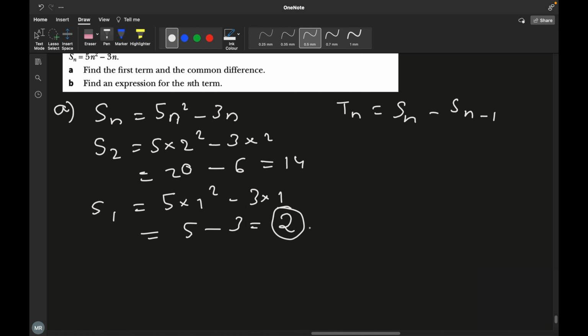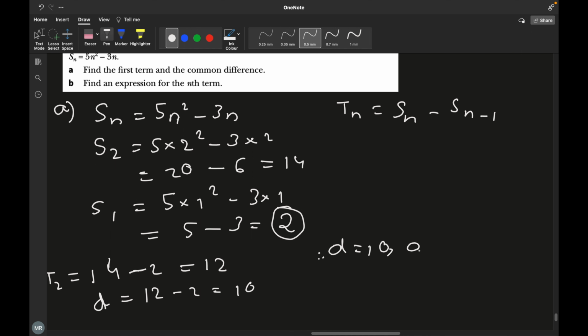And then if we want to find the second term, we have this minus this. So 14 minus 2 is 12. And then if we want to find the difference, this is T2, right? So this is T2, and we have T1. If we subtract T1 from T2, we get the common difference. So d is 12 minus 2, which is 10. Therefore, the common difference d is 10 and a is 2. And that's how you solve it.